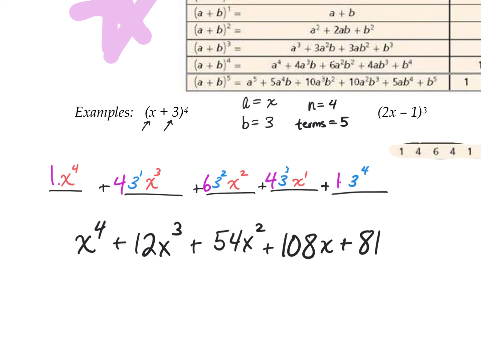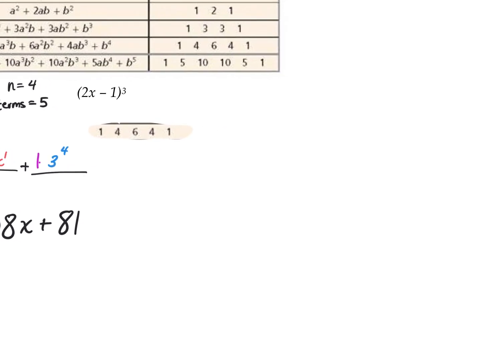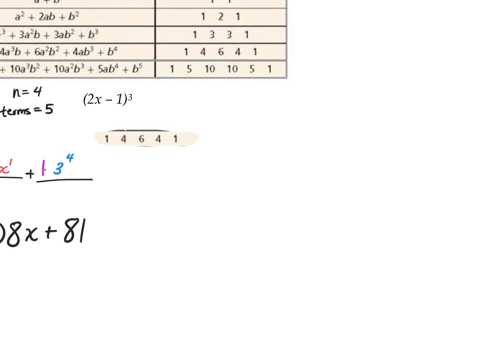So while that's not super straightforward and obvious, and it may take some practice, this process will repeat itself whenever we have a binomial raised to a power. Let's look at one more. Here we have 2x minus 1 raised to the 3rd power. I'm going to move this over just so we have a little bit more space to work.